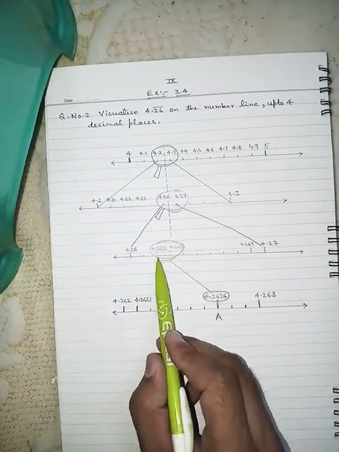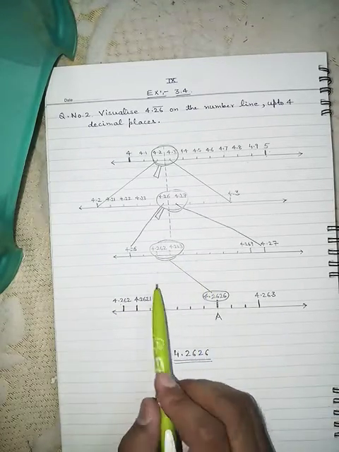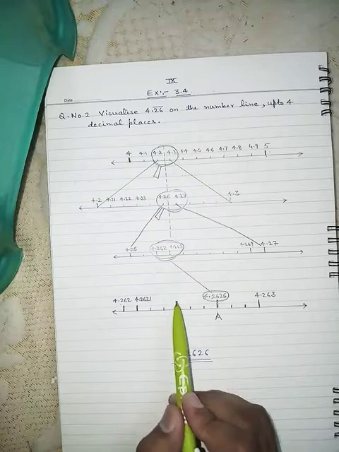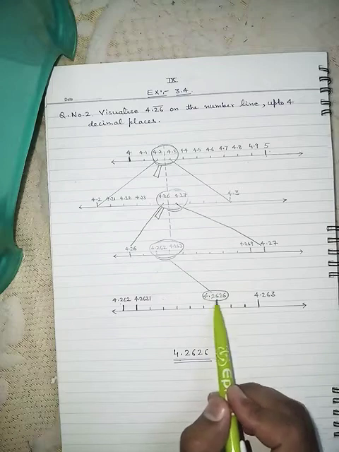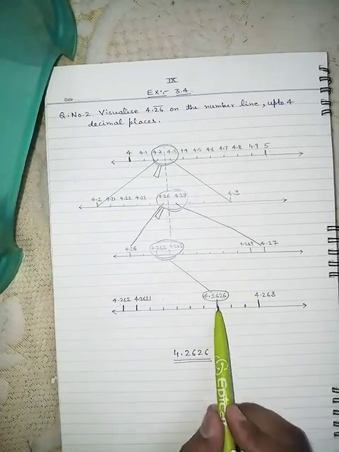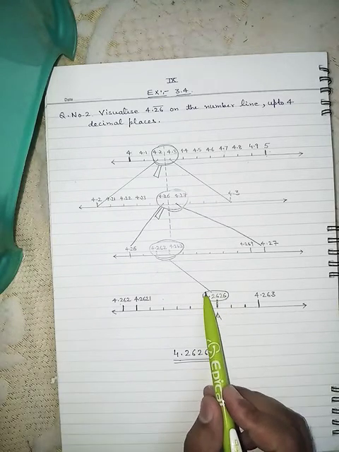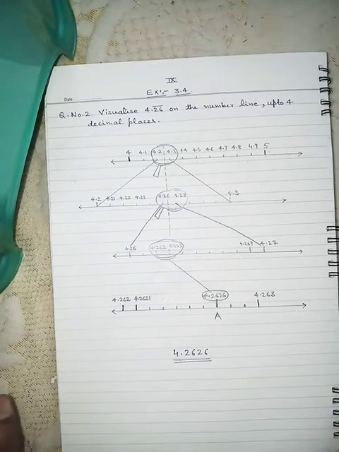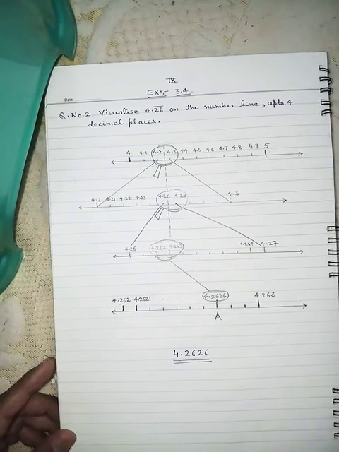Then again, 4.262 is there and 4.263 is here, and between these we need 4.2621, 4.2622, 4.2623, 4.2624, 4.2625 and 4.2626. This is the final position. The required number we need to visualize on the number line is 4.2626. This is the visualization of 4.26 bar on the number line up to 4 decimal places. That's it. This exercise is finished.